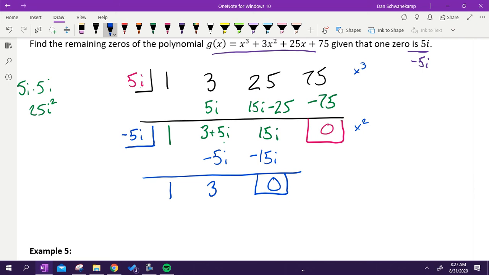1 and 3. What does this 1 and 3 represent? Is this x squared plus 3? Just x, because it wasn't x cubed. I took out an answer, it's x squared. I took out another answer, this is x plus 3. So my zeros, my roots, are going to be 5i. Let's write x equals 5i, negative 5i, and negative 3.